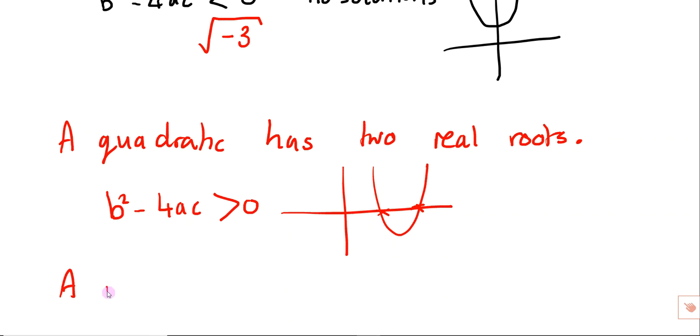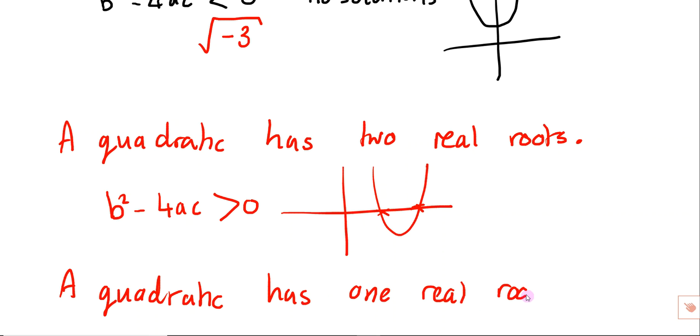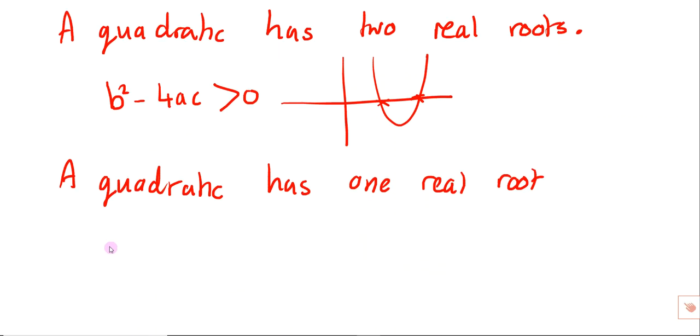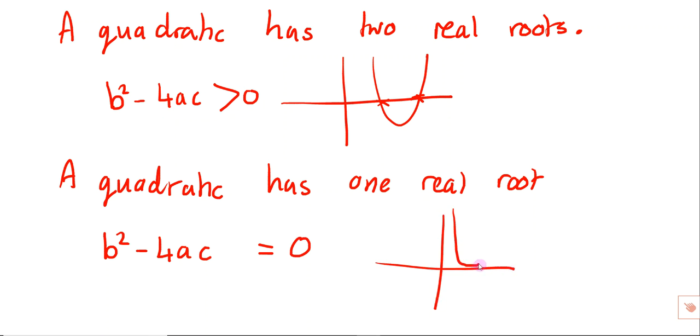If I say a quadratic has one real root, what do I know? That b squared minus 4ac is equal to 0. Good. And it will cross only once. It will touch it once. So that's kind of the important thing about the determinant.